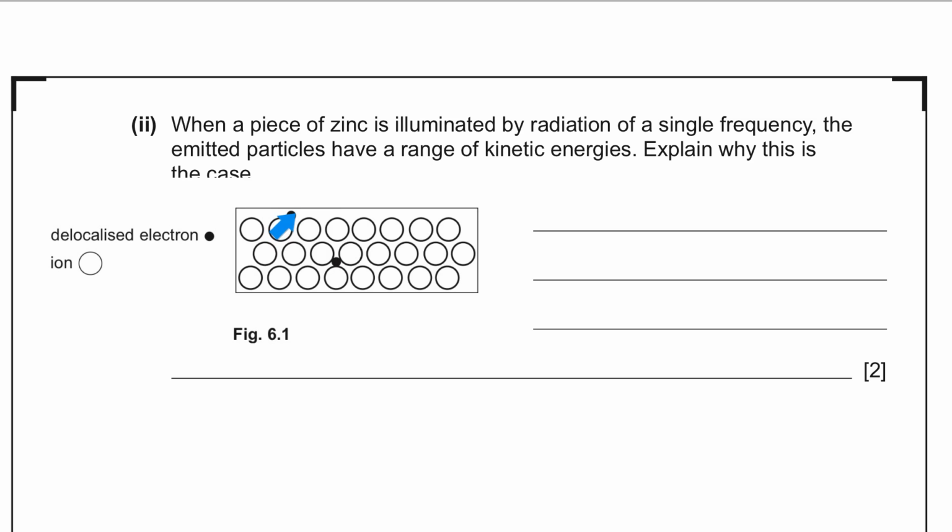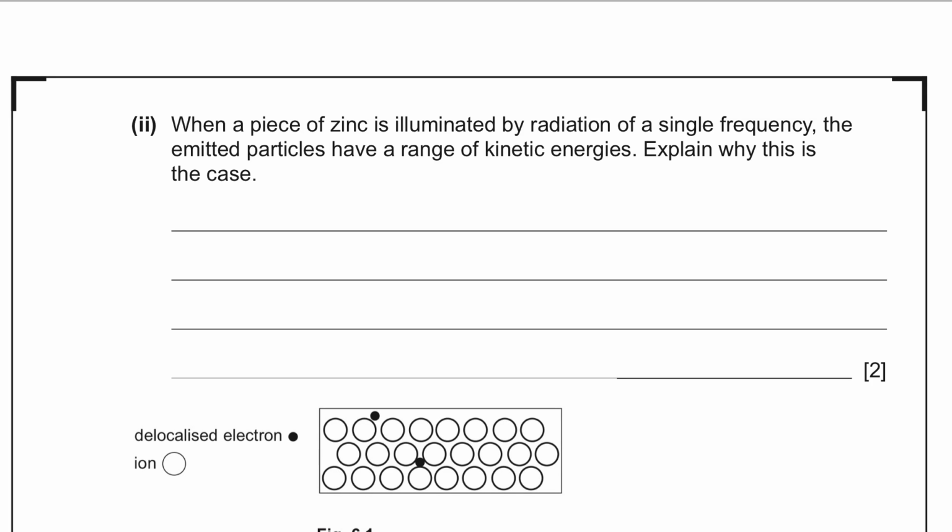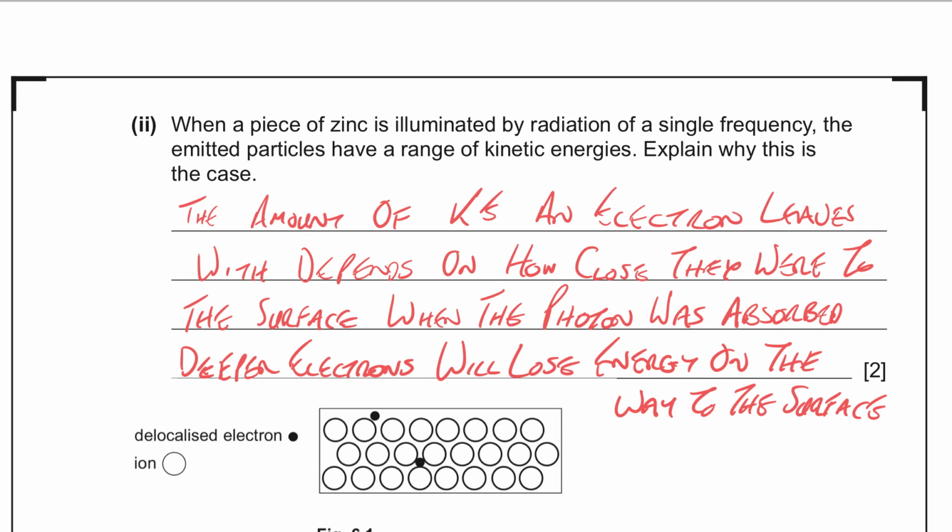And so you get a range between the fastest ones that were emitted right at the surface and towards the outside, and other ones that are emitted, but they had to crawl their way to the surface and they've lost some energy in collisions on their way up. So there's a difference between those two because of that. So I've said the amount of kinetic energy an electron leaves with depends on how close they were to the surface when the photon was absorbed. Deeper electrons will lose energy on the way to the surface.